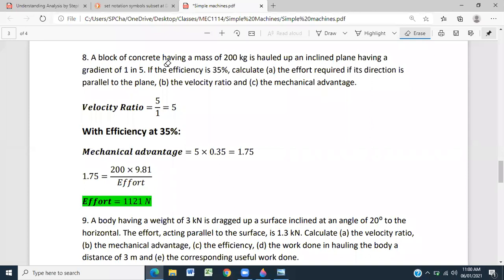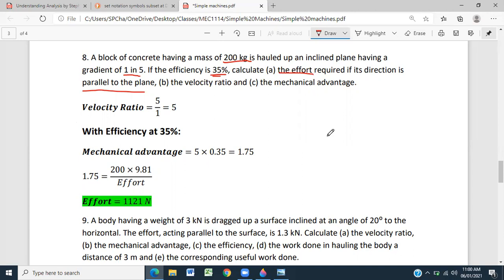A block of concrete having a mass of 200 kilograms is hauled up an inclined plane having a gradient of 1 in 5. If the efficiency is 35%, calculate A, the effort required if its direction is parallel to the plane, B, the velocity ratio, and C, the mechanical advantage. All right. So remember, before we go to effort, we always want to find the velocity ratio first because it's easier that way.